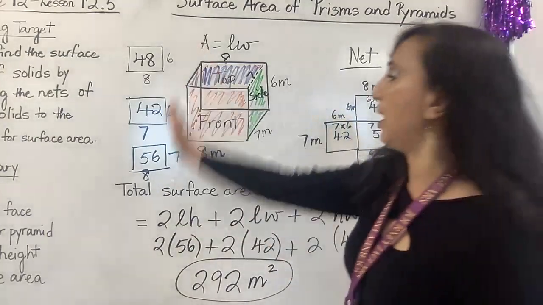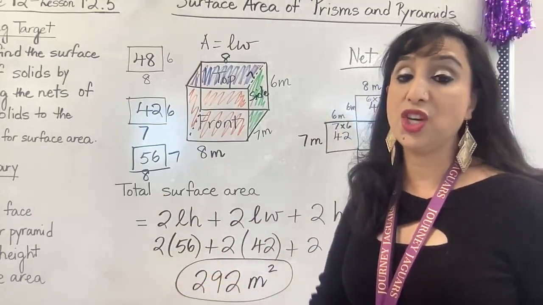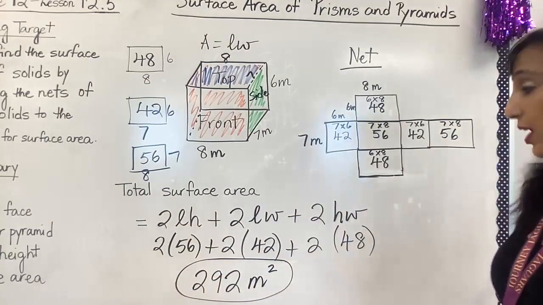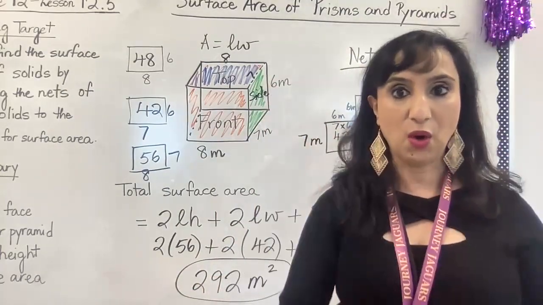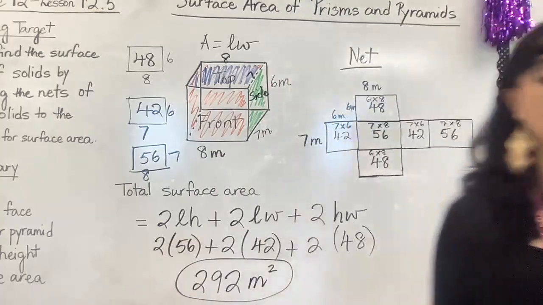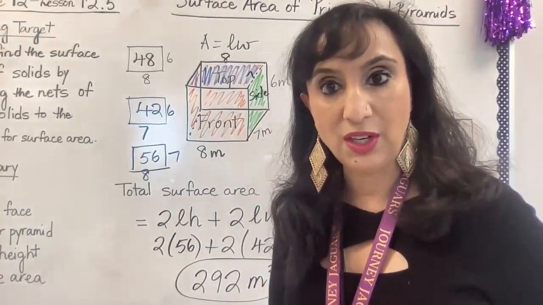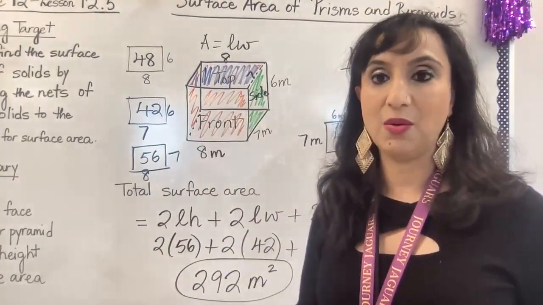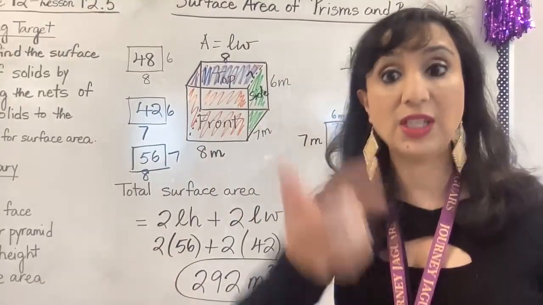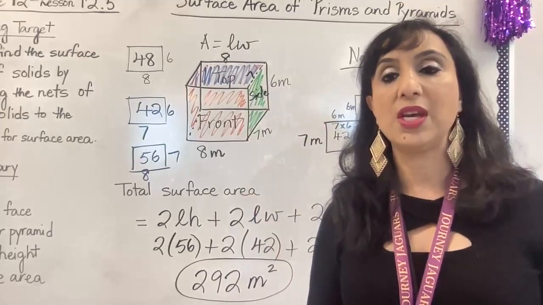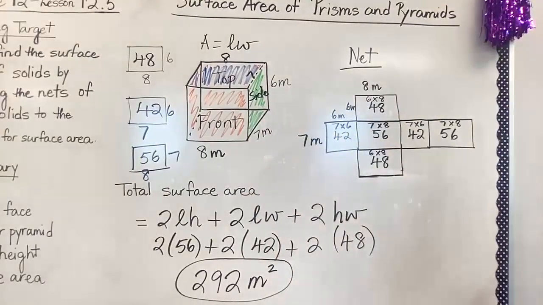Feel free to break it apart and then do it, but don't forget to do the 2 times. Don't just do 56 plus 42 plus 48, because then you would get half of this, which is not correct. Surface area has to be all around the shape. Think of it like when you're wrapping a gift, you're not just wrapping part of the gift, you are wrapping the entire gift. So you will have a top, a bottom, a side, another side, the front, and the back. All of those have to be added up when we are calculating the surface area of a shape.